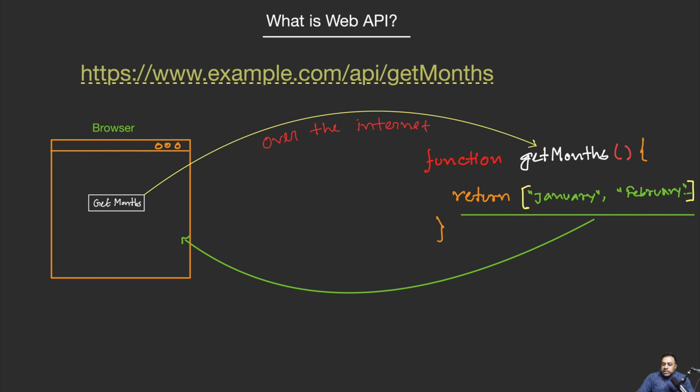Why can we do that? We can do that because it follows the HTTP protocol. Anything that follows the HTTP protocol, we can access through an HTTP URL. So this URL is pointing exactly to this function. If we send a request to this URL, it will execute this function. So this is what a web API is.